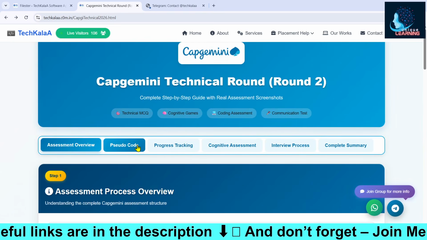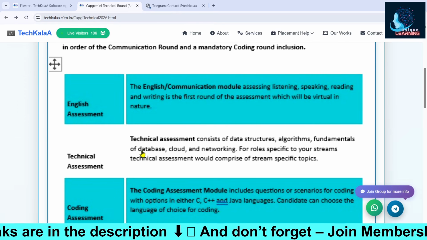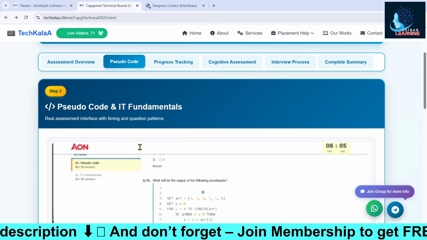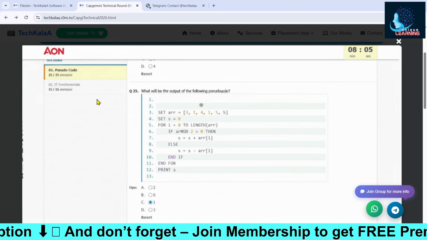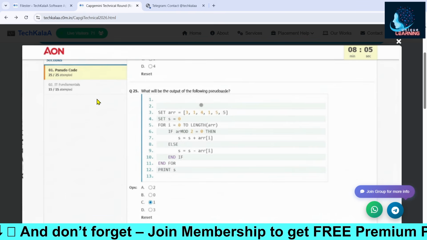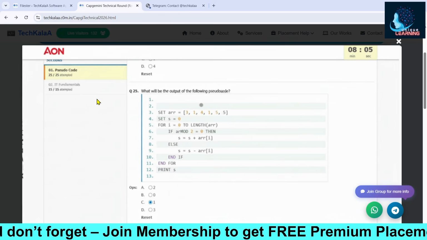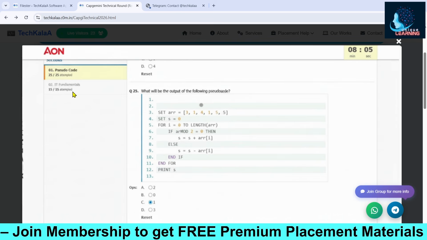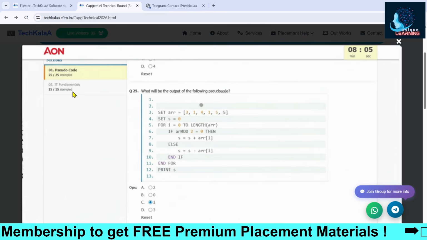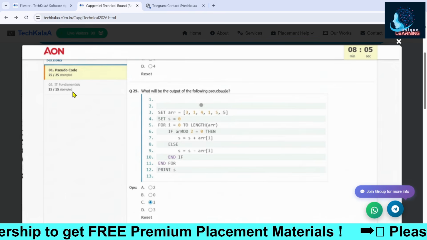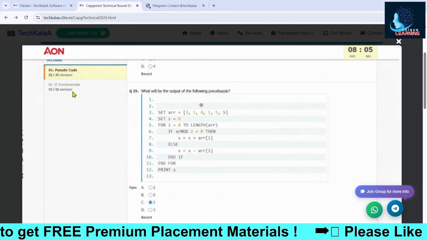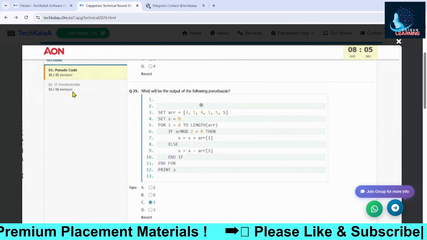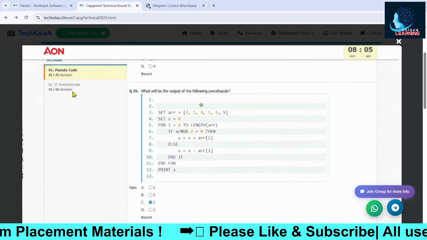Let's begin with the first assignment in the technical assessment, that is the pseudo code. This is the real screenshot of the Capgemini 2026 batch test. As you can see on the screen, we will be having 25 pseudo code questions, and 15 questions from the IT fundamentals, like your subjects from DBMS, networking and all. So it will be a total of 40 questions.